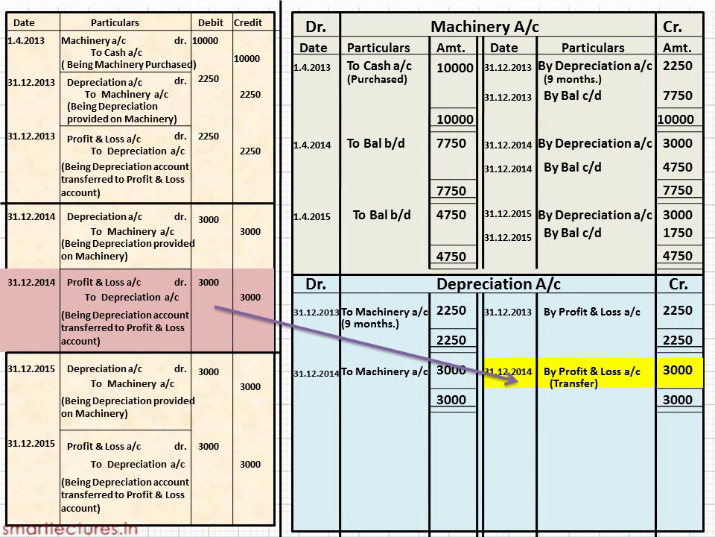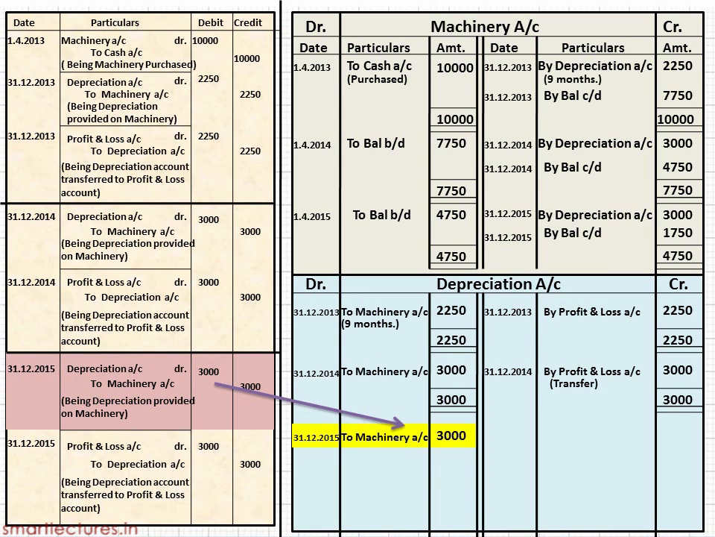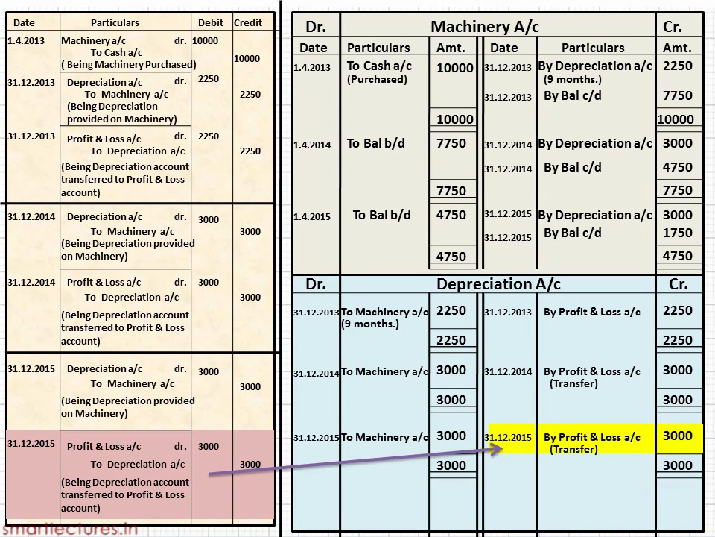Now, 31st December 2015. Depreciation account has been debited in journal entry by rupees 3000. So you have to debit depreciation account in ledger posting. Means you have to supply the amount on debit side of depreciation account. To machinery, rupees 3000. Now on credit side, on 31st December 2015, by profit and loss account, rupees 3000. In bracket, write down transfer. Totals on both sides, rupees 3000. In this way, for 3 closings, I have prepared depreciation account.